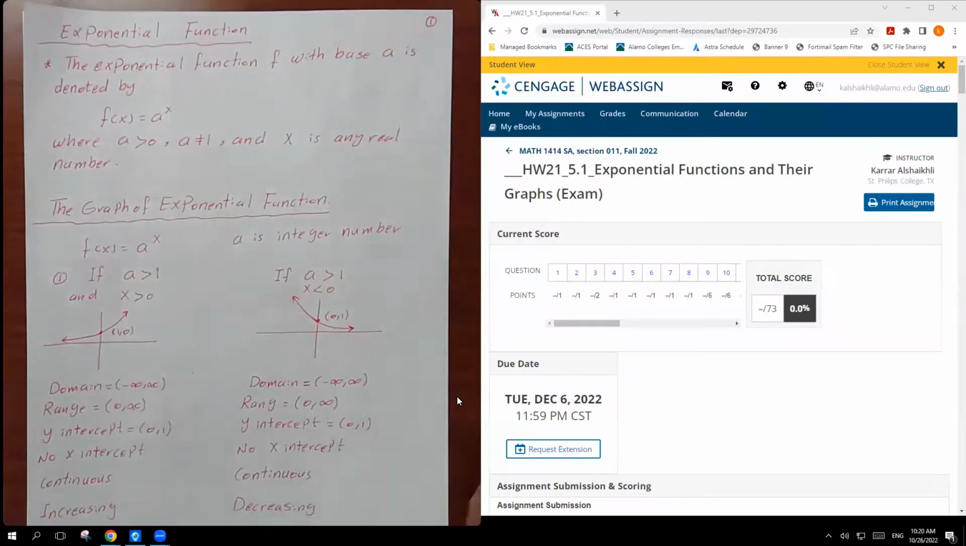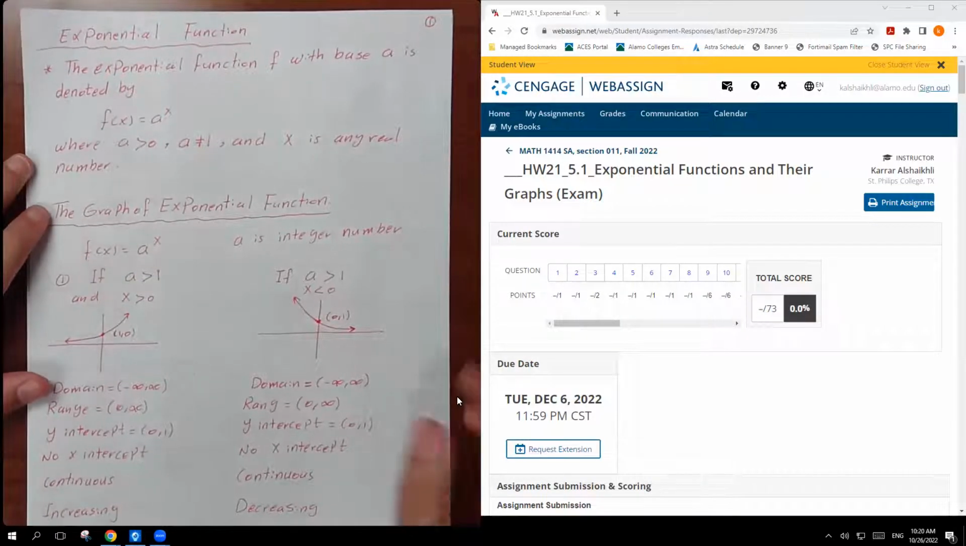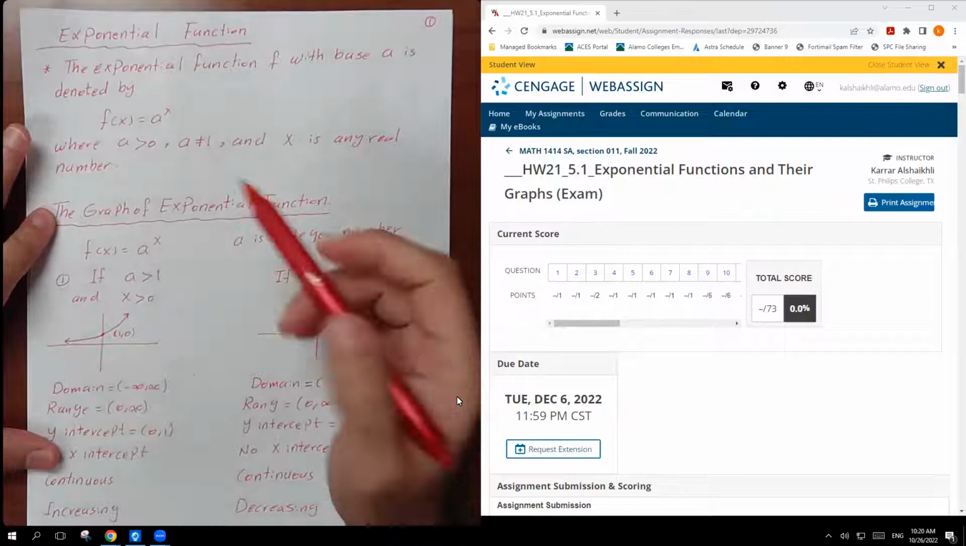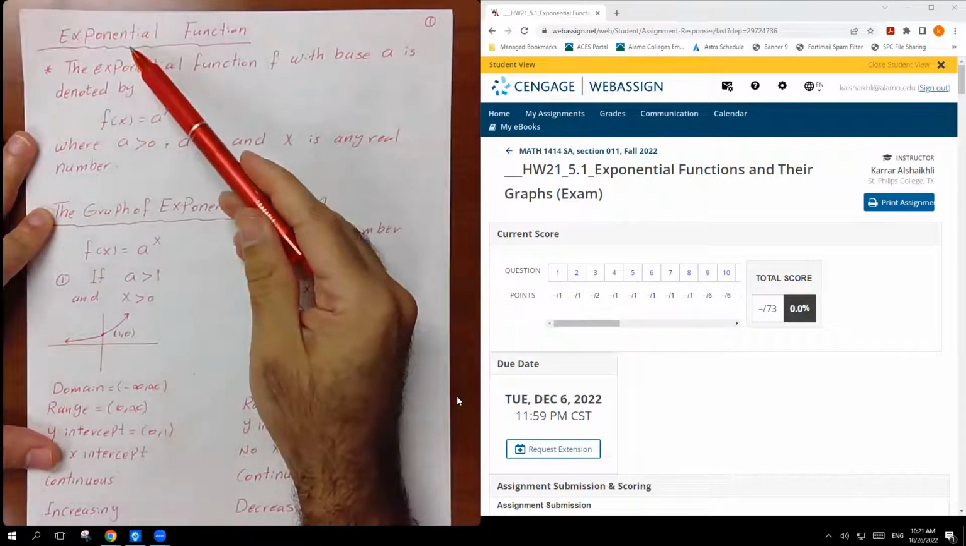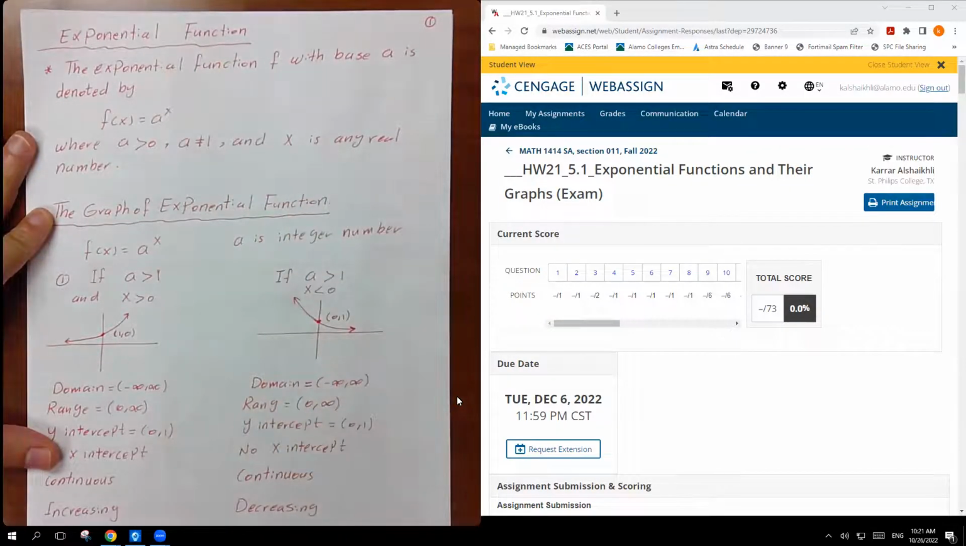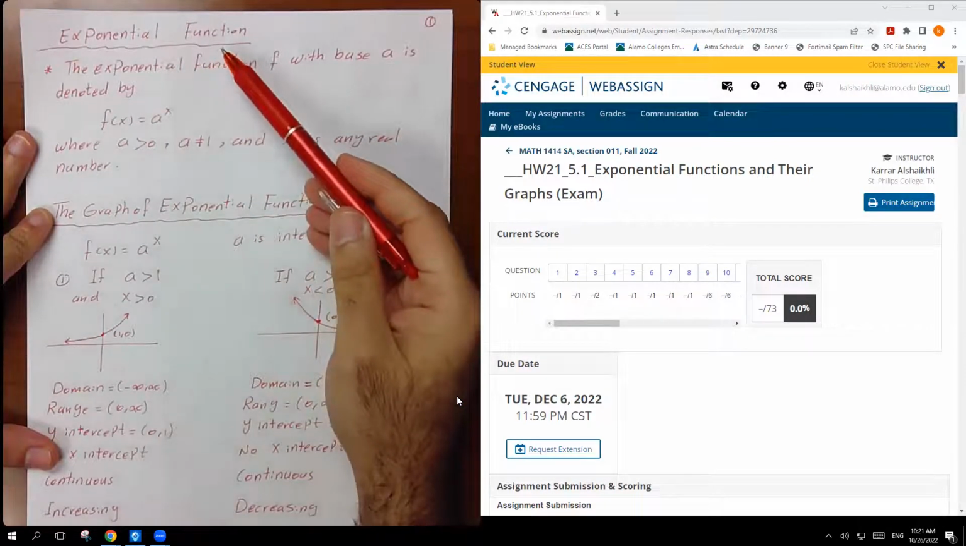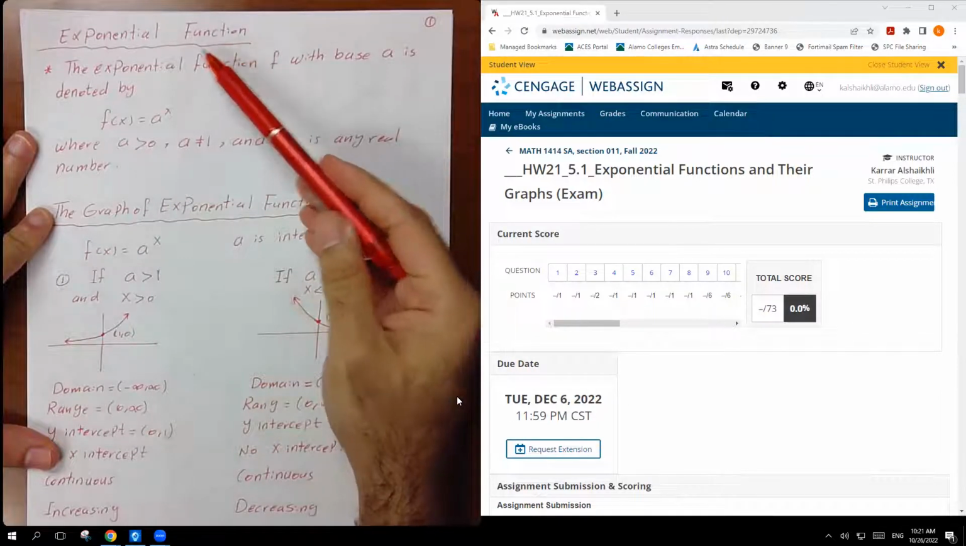Hello. Let's start with section 5.1, exponential functions and their graphs. Before moving on, we already learned how to graph polynomial functions and rational functions, these types of algebraic functions. Now we're going to learn how to graph and solve exponential functions or exponential equations. This type of equation is called a non-algebraic function.